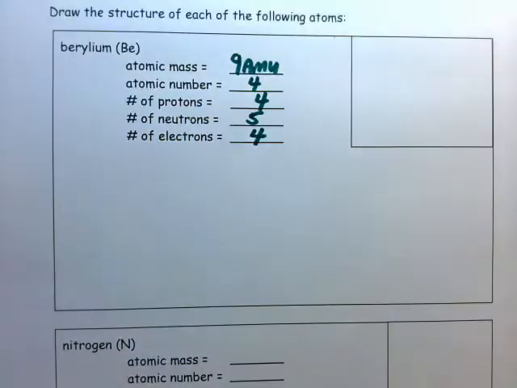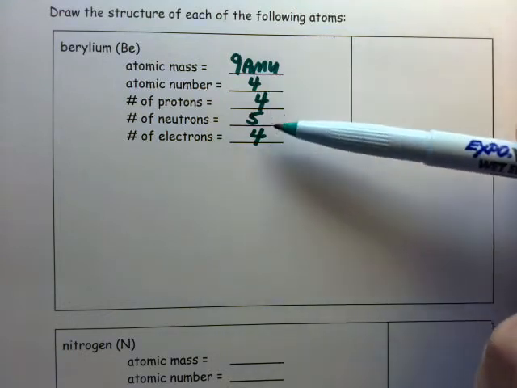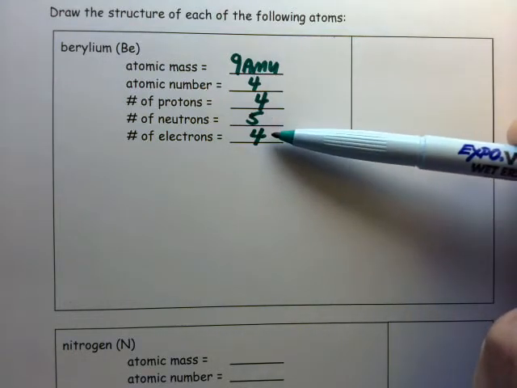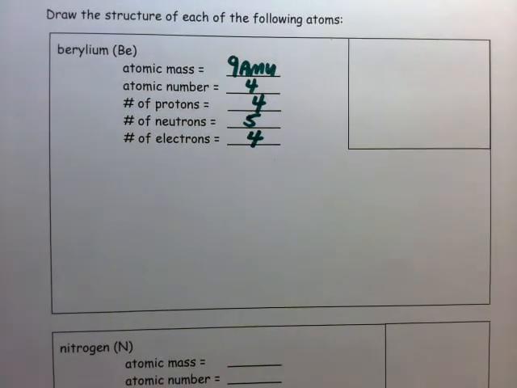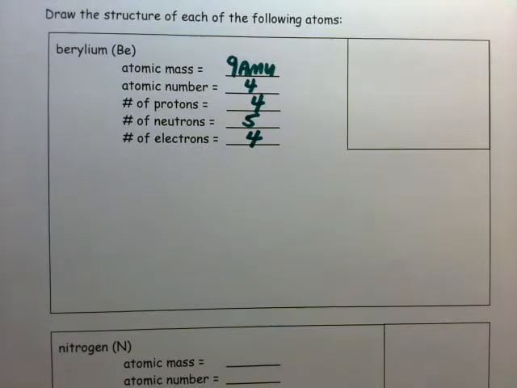For what we're doing right now in this video, that number happens to be the same as the number of electrons. Okay, so if you said to me, build me a beryllium atom, I'm going to say, all right, give me 4 protons, 5 neutrons, and 4 electrons. Those are the parts I need. I need to now put them together, but those are the parts I need.